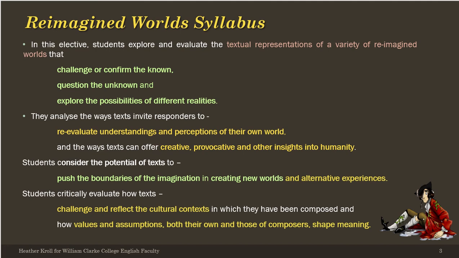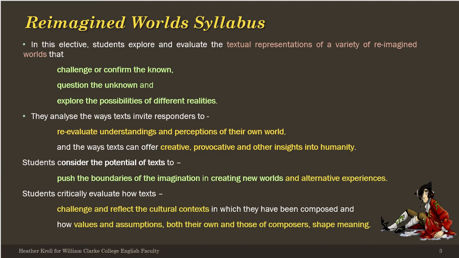The next thing that we do in this unit is analyse the way texts invite responders to reevaluate understandings and perceptions of their own world, and the way texts can offer creative, provocative, and other insights into humanity. Now, you will recognise these aims as being very similar to the first unit that you study in Year 12, which is Text and Human Experiences, which is not a surprise really, because all texts in English look at human experiences. The difference between this and what you might do in Advanced is that our textual analysis goes a little bit deeper into the theory, and we just take it a bit further.